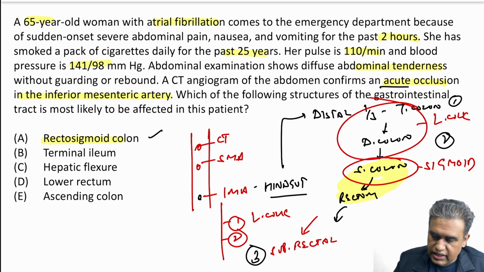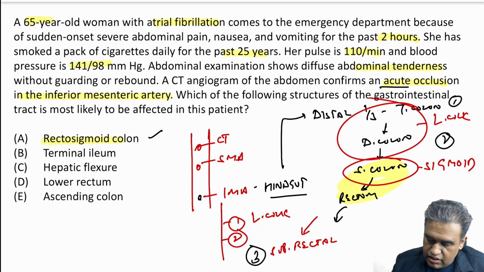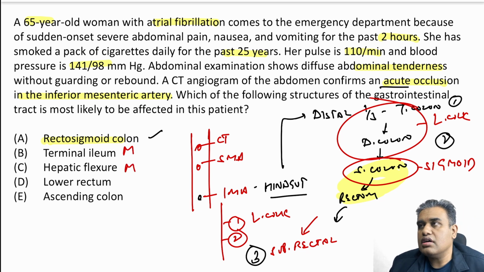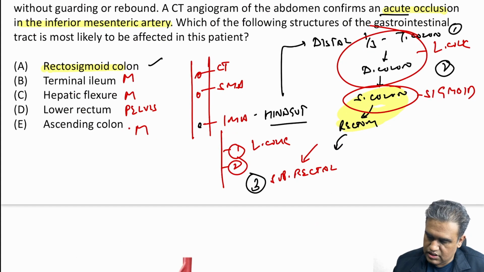The answer will be rectosigmoid. Let us see the other options to rule them out. Terminal ileum, midgut. I am writing M over here. Hepatic flexure, midgut. Lower rectum will have the inferior rectal or middle rectal artery. They are coming from the internal iliac branches, so it is below. You can write pelvis or perineum. Ascending colon, midgut. Therefore, the answer is this.